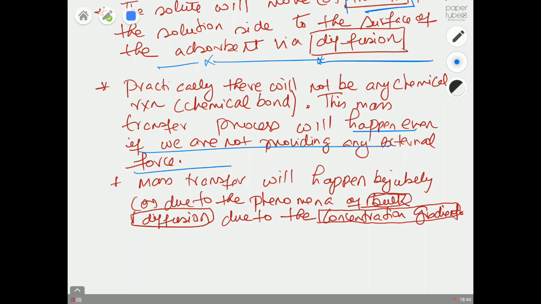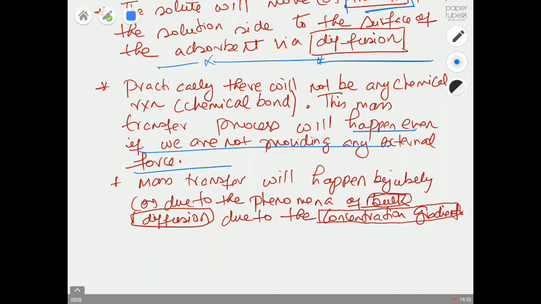Obviously the speed will vary. If you want to speed up this process, then you have to spend some energy by providing agitation and so on. But even if you don't do that, this mass transfer process is going to happen, because you have that beautiful concentration gradient. All these concepts are elementary, very basic, but if you understand them, then whatever we are going to talk about in chromatography will become extremely simple. So let's move on to the next one.